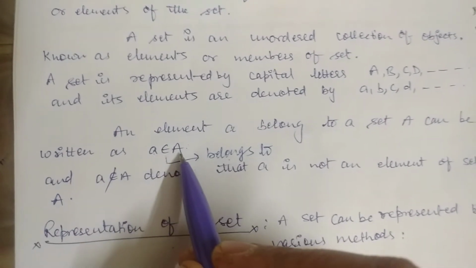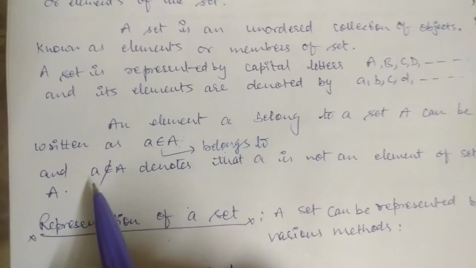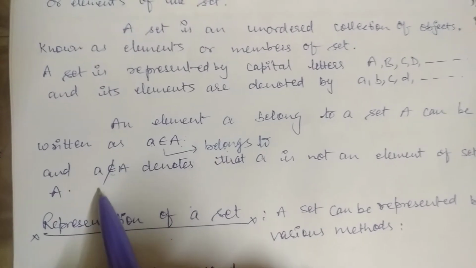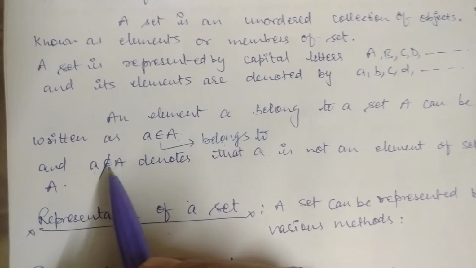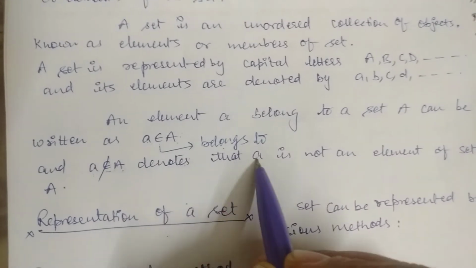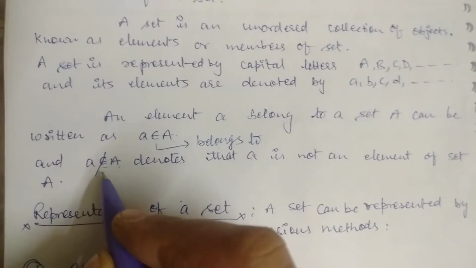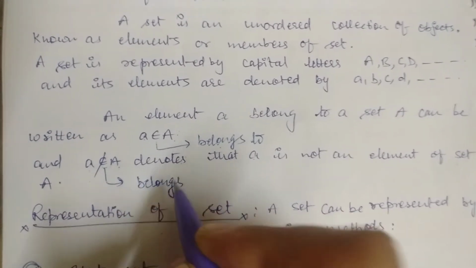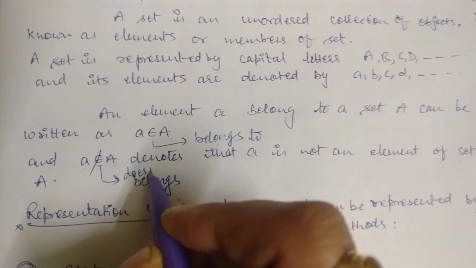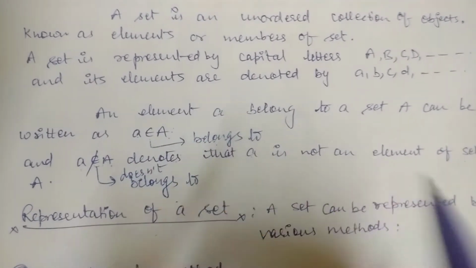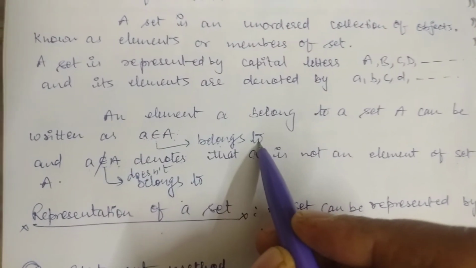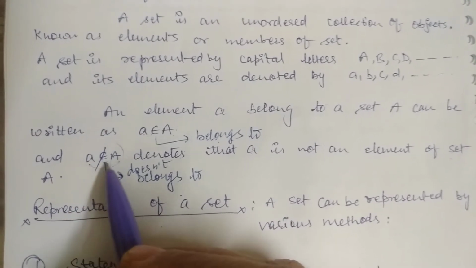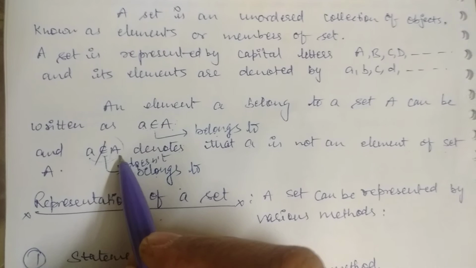If that element a is not included in this set, means if it is written that a belongs to with the sign cut, then it means a does not belong to capital A, denoting that a is not an element of set A. This symbol means does not belong to, and this symbol means belongs to. Okay? So if it is written, then it means that the element a does not belong to set capital A.